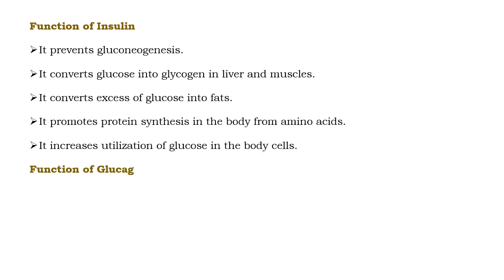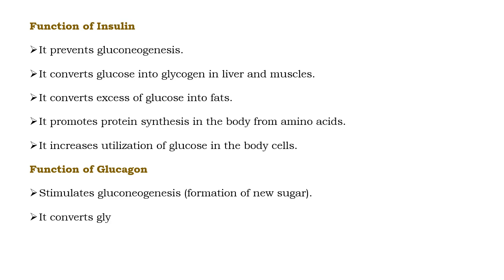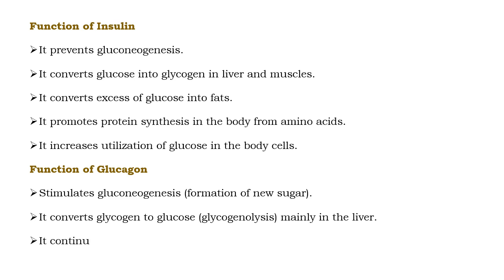Functions of glucagon. It stimulates gluconeogenesis, that is, formation of new sugar. It converts glycogen to glucose, glycogenolysis, mainly in the liver. It continuously supplies energy fuel in the form of glucose.